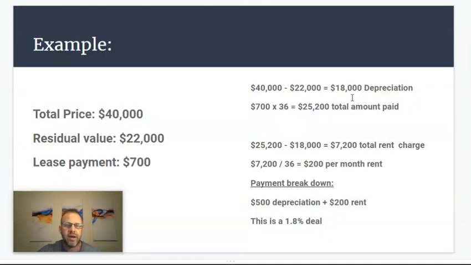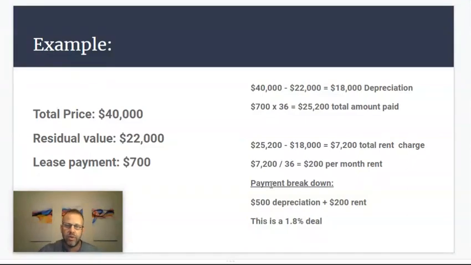But if we take our payment of $700 and we multiply that by the 36 months, we're actually paying over the 3-year lease $25,200. So we have to pay the car down by $18,000, but we're paying a total of $25,200. Subtract those two numbers, and that'll give us our rent charge. So we're going to be paying a rent charge of $7,200 total for the 36-month lease.